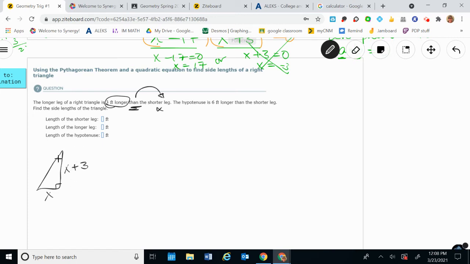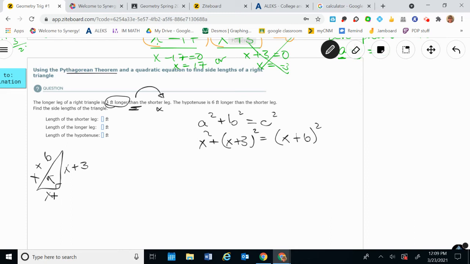The hypotenuse is 6 feet longer. There you go. Then the shorter leg, find the lengths. A squared plus B squared equals C squared. Whenever we're talking about lengths of a right triangle, you need to bring in the Pythagorean theorem. Okay, A squared is x squared. B squared is x plus 3 squared. And C is x plus 6 squared. Remember, C is always the hypotenuse, and the hypotenuse is opposite the right angle.